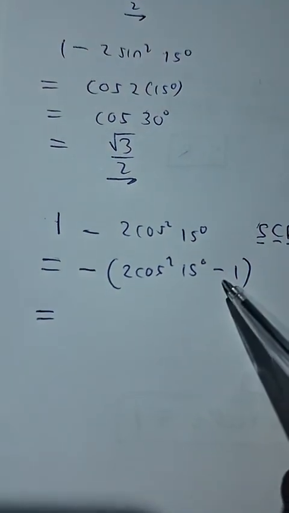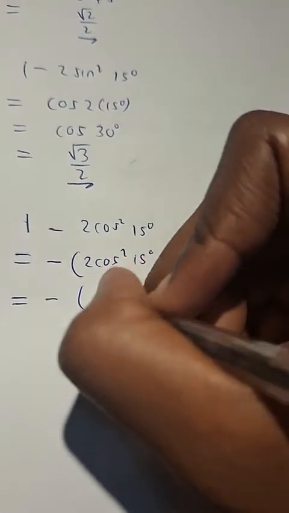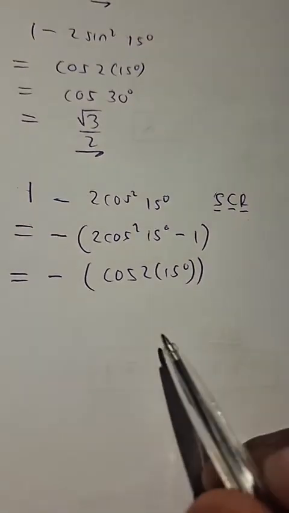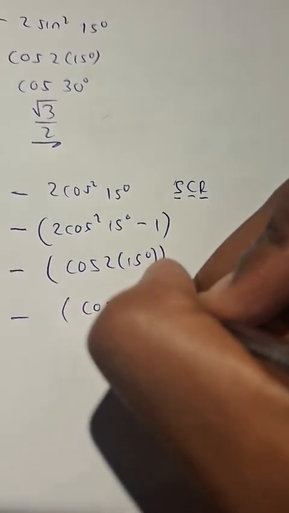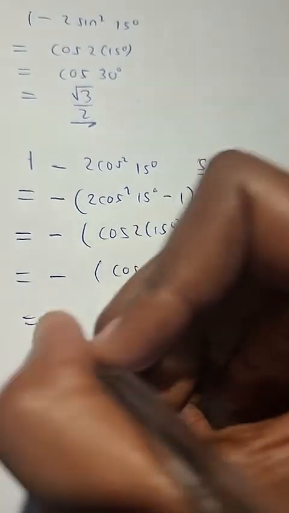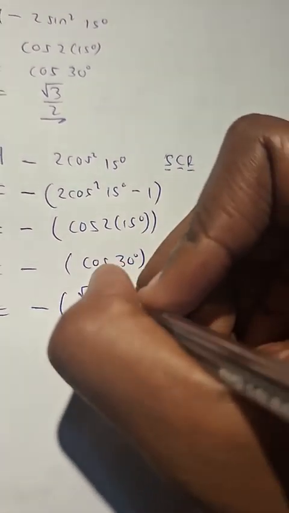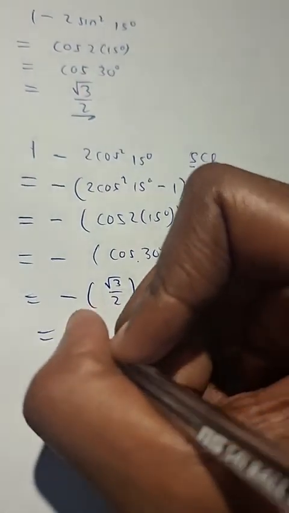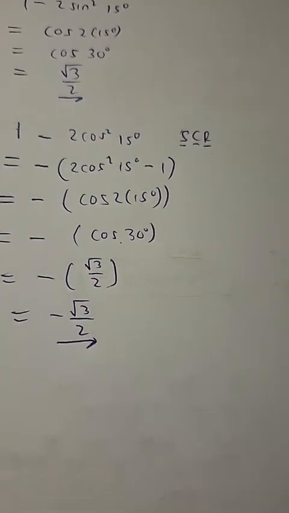Then this 2 cos squared 15 minus 1. Now this is the double angle. So it's a negative cos 2 of 15 degrees, which is a negative cos of 30 degrees. Now we can apply that negative sign. We know cos 30 degrees is root 3 over 2. Minus times root 3 over 2 gives us a negative root 3 over 2.